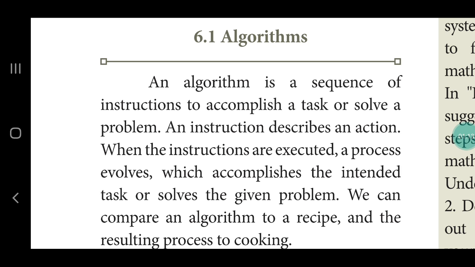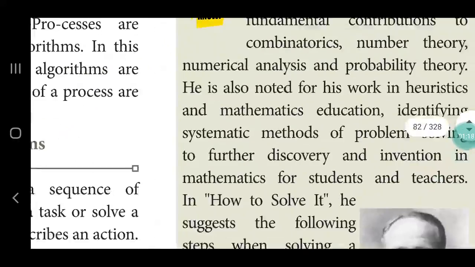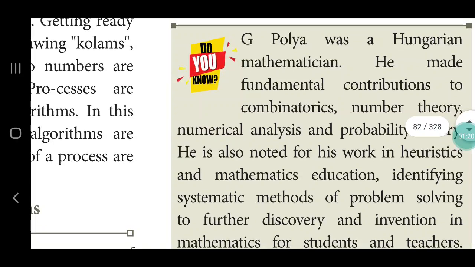Let us see about a Hungarian mathematician. His name was Polya, G. Polya. He was a Hungarian mathematician. He made fundamental contributions to number theory, numerical analysis and probability theory. He gave us 4 steps to solve a mathematical problem.